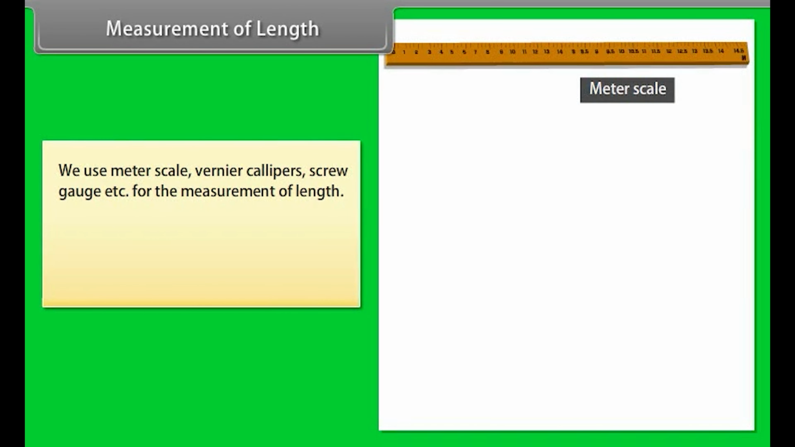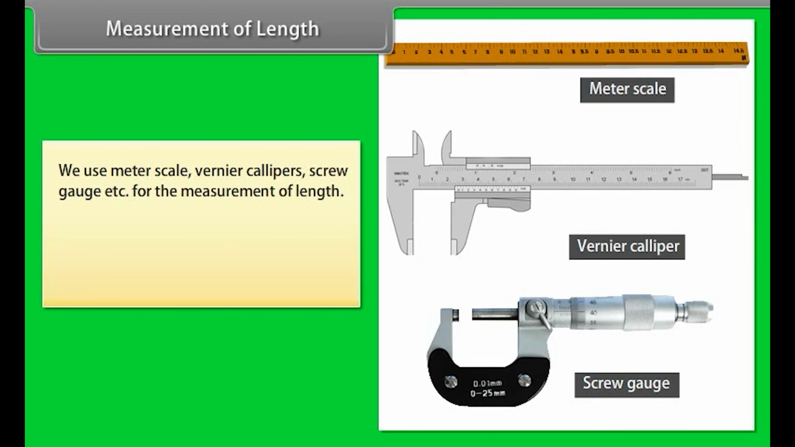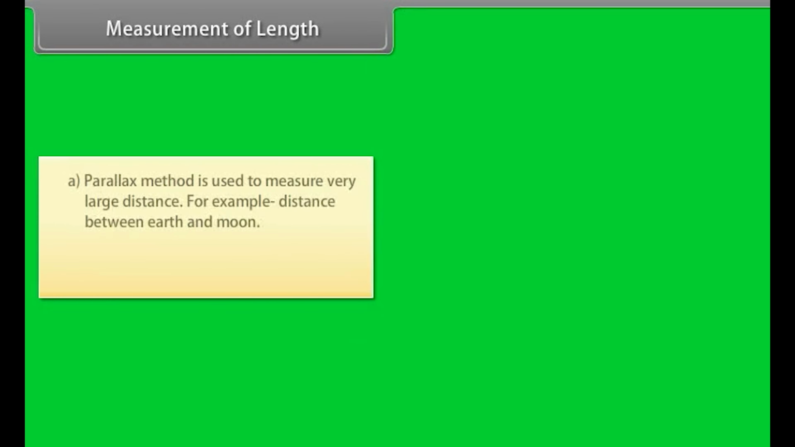Measurement of length. As you know, we use meter scale, vernier calipers, screw gauge, etc. for the measurement of length. We use some indirect methods for A. Measuring large distances and B. Measuring very small distances.